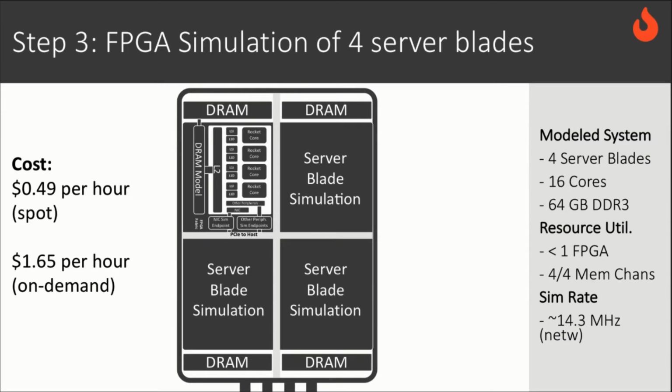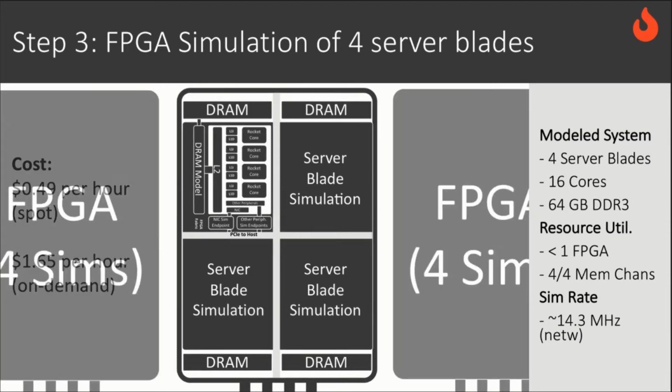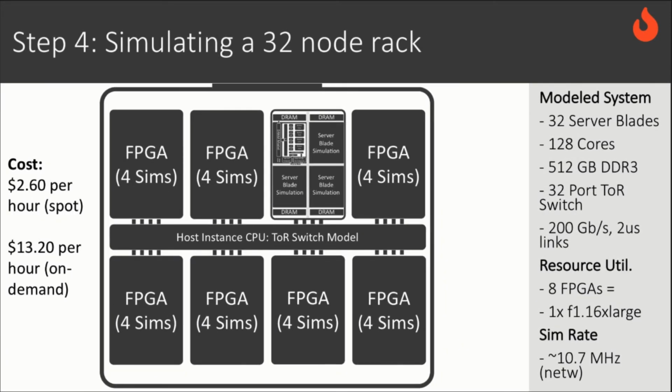that you see here. But we're interested in modeling a data center, like I said, so we want to scale up. So now we're going to switch to running on an F1 16x large instance. So here we have 7 more FPGAs attached to the general purpose processor here. So we basically are going to stamp out 7 more copies of that 4 simulator chunk that I showed you earlier, and this is going to give us a 32 node simulation.